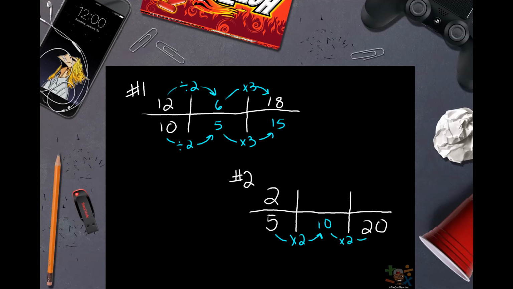So actually it works. Now in this case, whatever I did to the bottom, I'm going to do to the top. So that means I have to multiply this by 2, then multiply this by 2. All right, so 2 times 2 is going to give me 4. Then I take 4 and multiply it by 2, which is going to give me 8. And as you can see, I've successfully completed my ratio table.